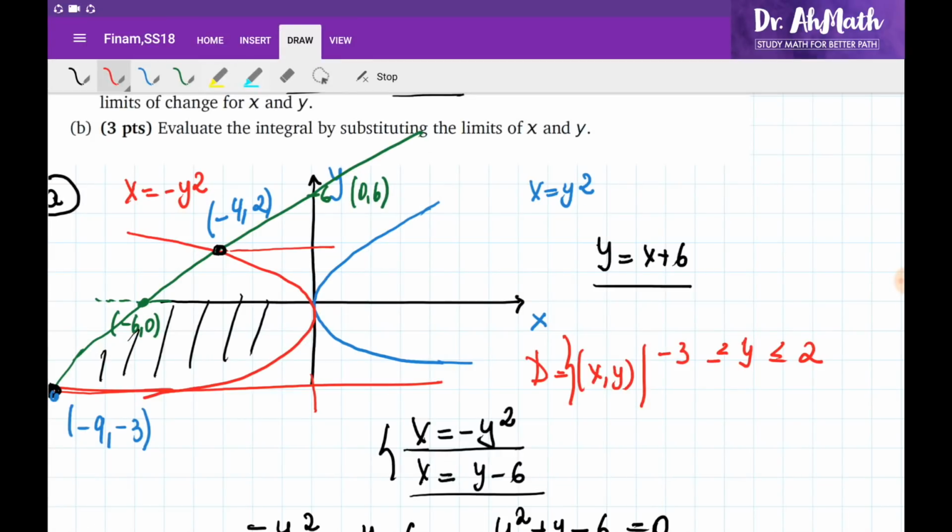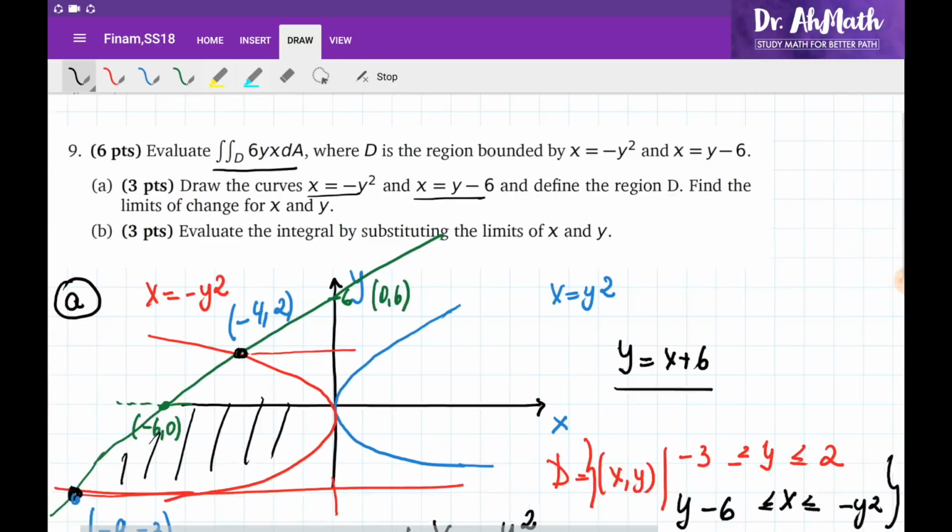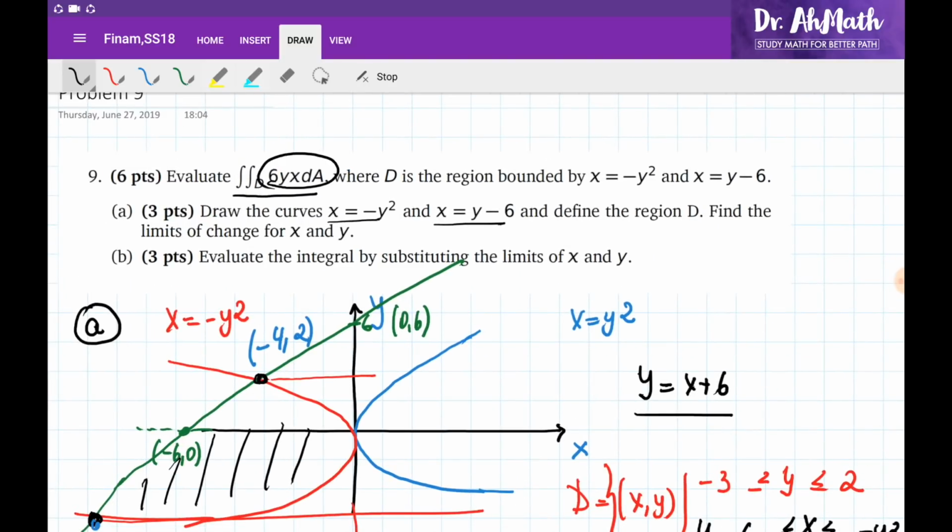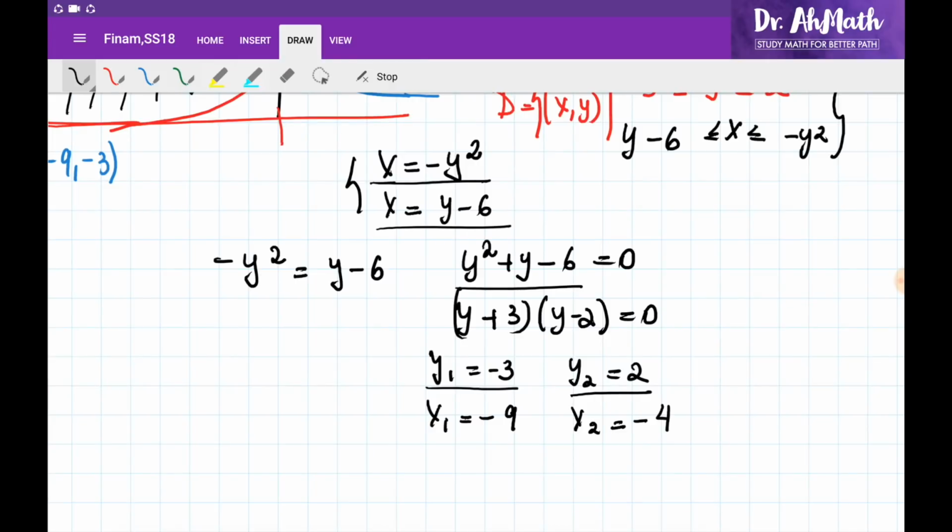So we can define our region as a set of points x and y, where y would change between minus 3 and 2, and x changes between these two curves. So x changes between this line, which is lefter, right? This equation should depend on y, so this is going to be y minus 6, until this one, which is more righter, which is going to be minus y squared. So we still need to evaluate this integration, 6xy over this region.